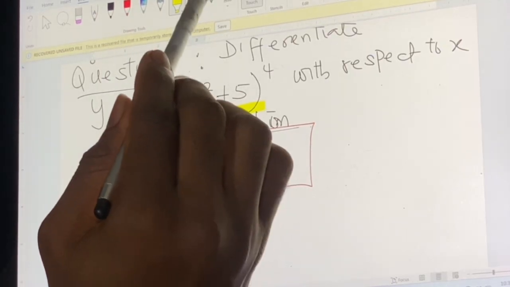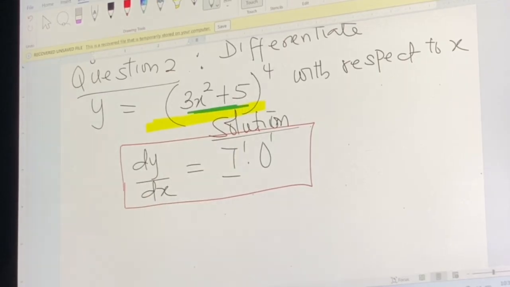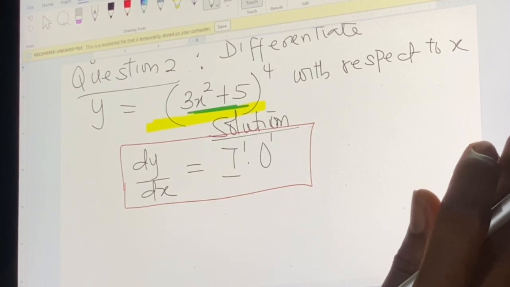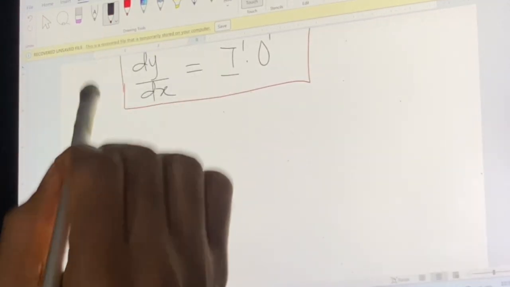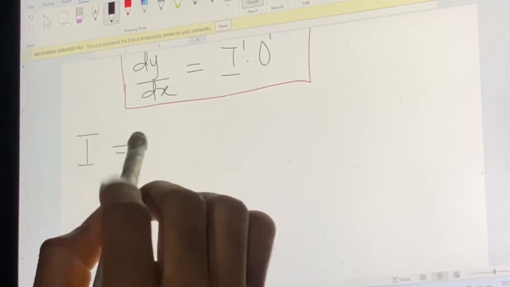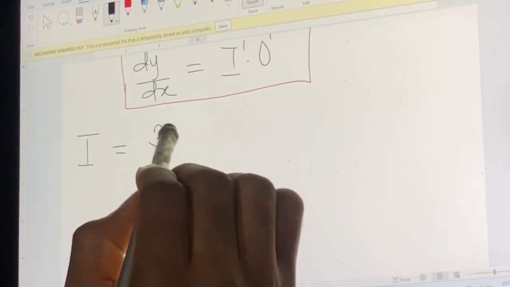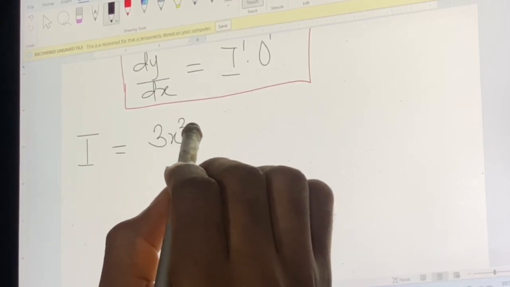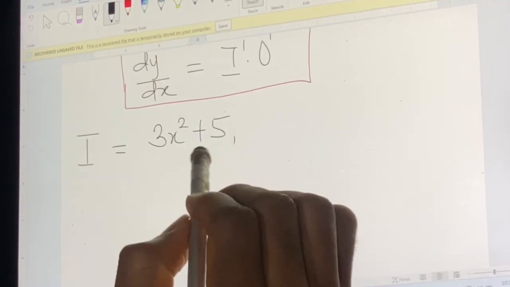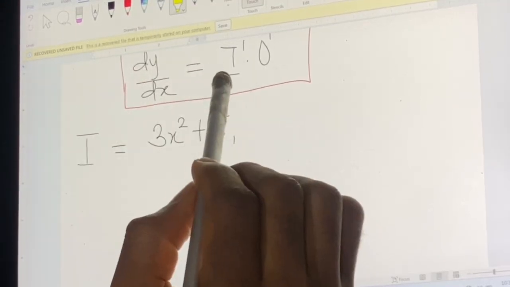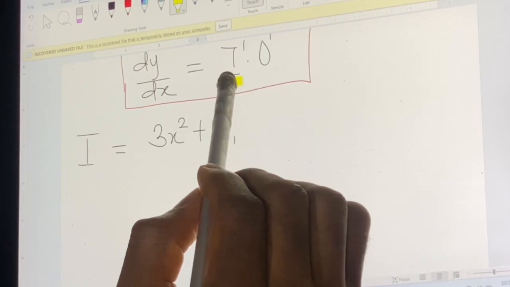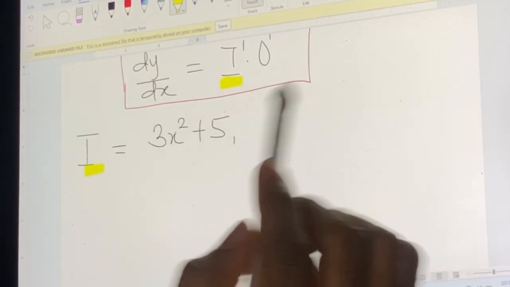So the inner part is the expression that is inside the bracket. Please take note. The inner part is the expression that is inside the bracket. So we have our inner part here to be 3s squared plus 5. If you look into this formula, we have the inner derivative. It means I have to differentiate this to have our inner derivative.